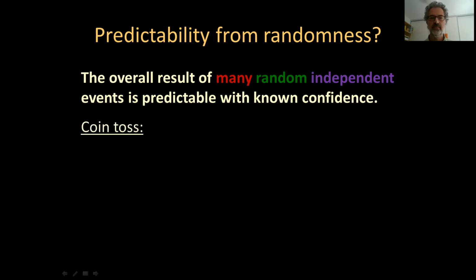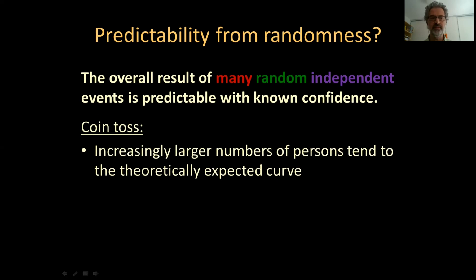For now, we can remember the two aspects of the coin toss experiment, which is if you have more and more people tossing coins, then you get closer and closer to the theoretically expected curve. What is the theoretically expected curve? It is the expected frequencies of occurrence of the events that you get by just counting how many patterns are possible and how many ways each outcome can happen.